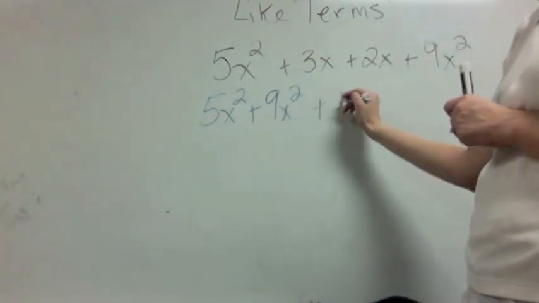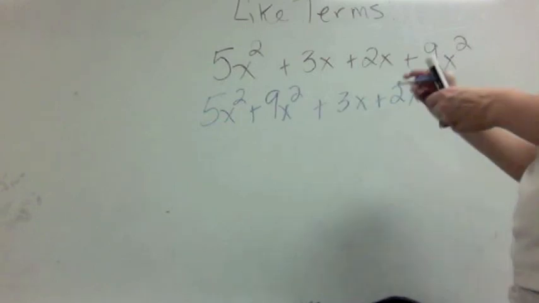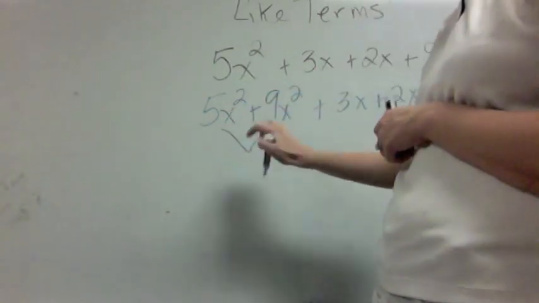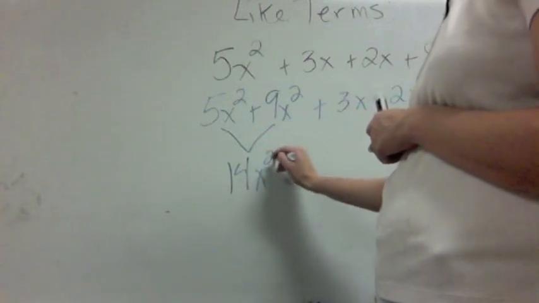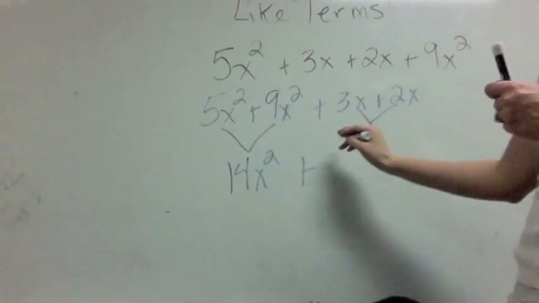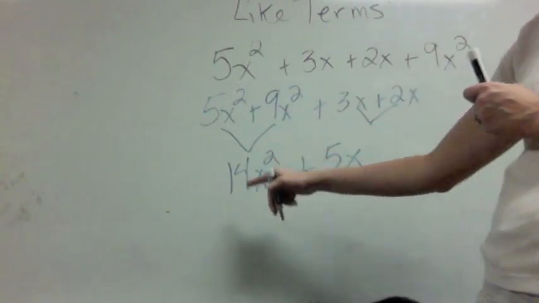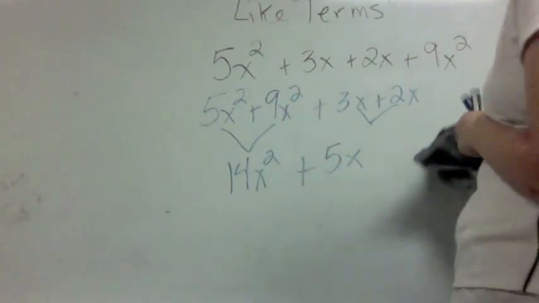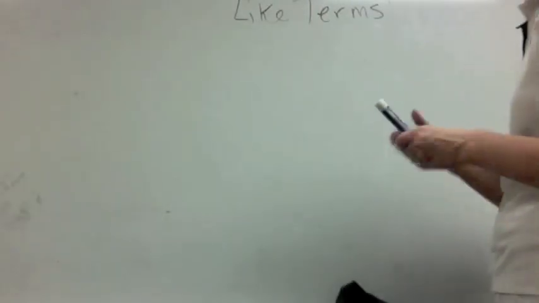So here's my first set. Here's my second set. So how many x squared do I have if I have 5 and 9? That is 14x squared plus, and 3x plus 2x is 5x. Again, that is as far as I can go because these two are not like terms. And I will do another one here.